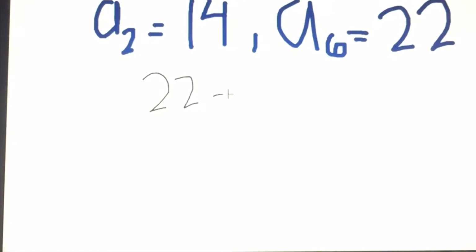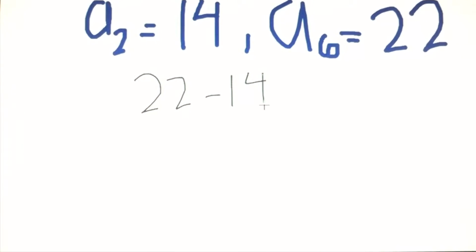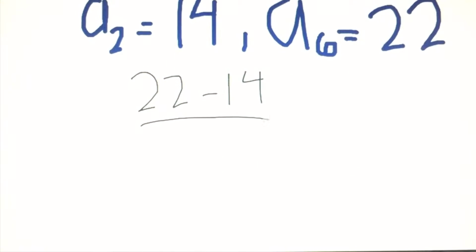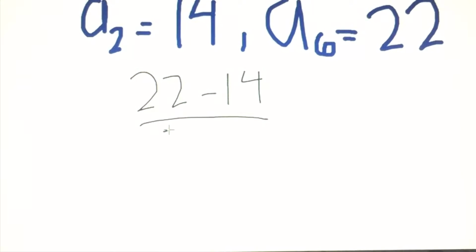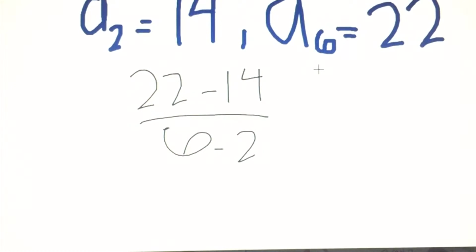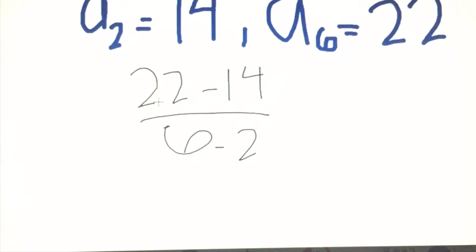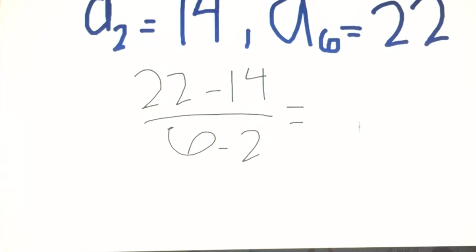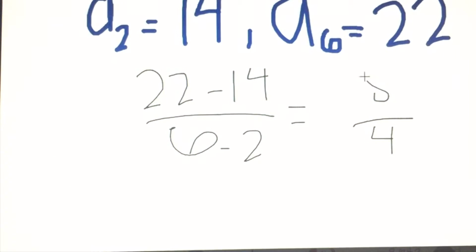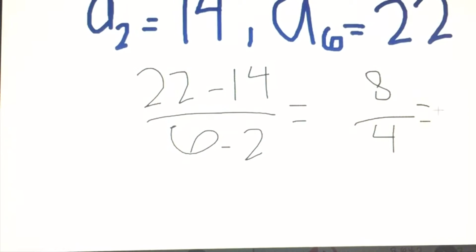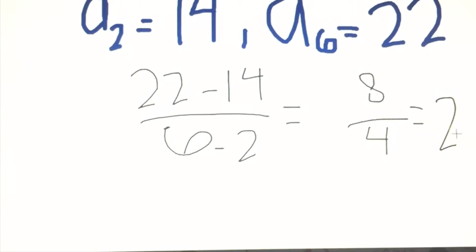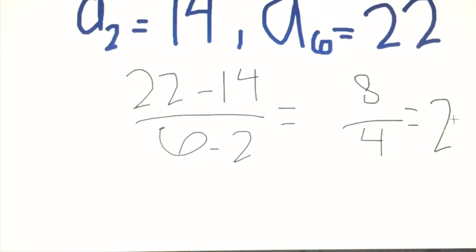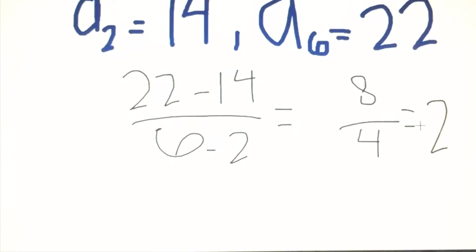22 minus 14, and then the divide sign, and then 6 minus 2. And we got these numbers because 22 and 6 are one fraction and 14 and 2 are the other fraction. And this would equal, what is the denominator? The top would be 8. And that would equal 2. So this is the common number that they add or subtract.